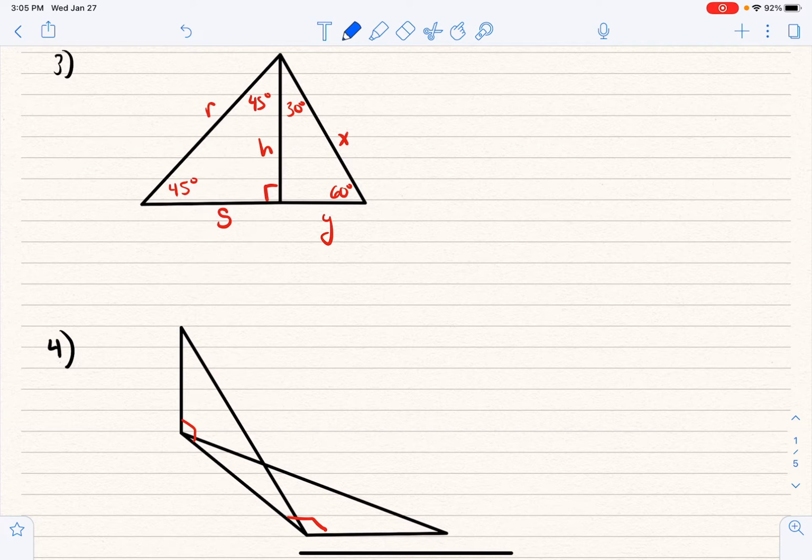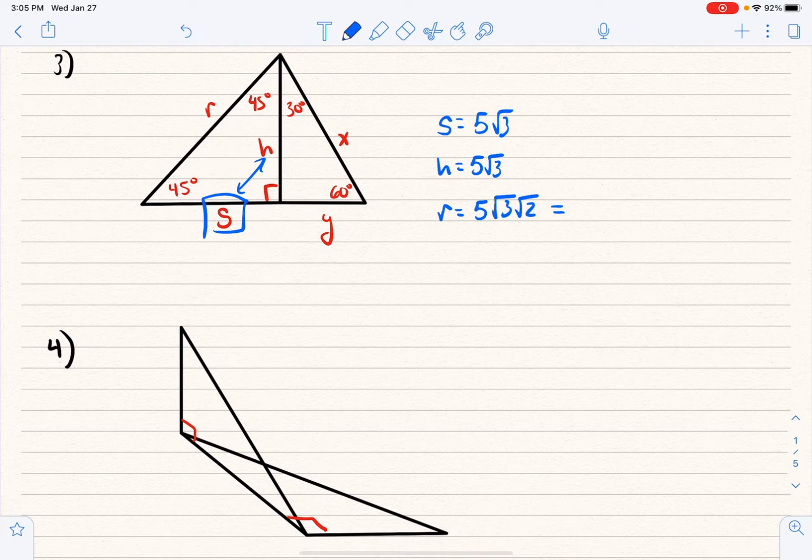The challenge with this one is, of course, knowing what to do when you're given something, like in this case, we're told that s is 5 times the square root of 3. So that's this side right here. Well, these are the two sides of the 45, 45, 90 that are the same length. So therefore, h, of course, then has to be 5 times the square root of 3. r has to be 5 times the square root of 3 times the square root of 2, which you multiply those two things, and you get 5 times the square root of 6. Pretty simple.